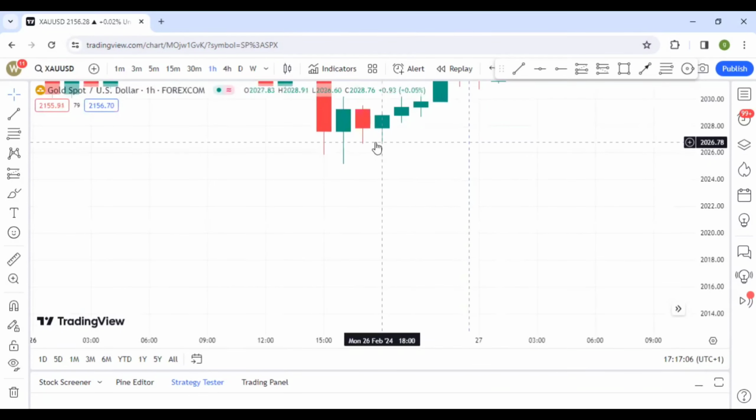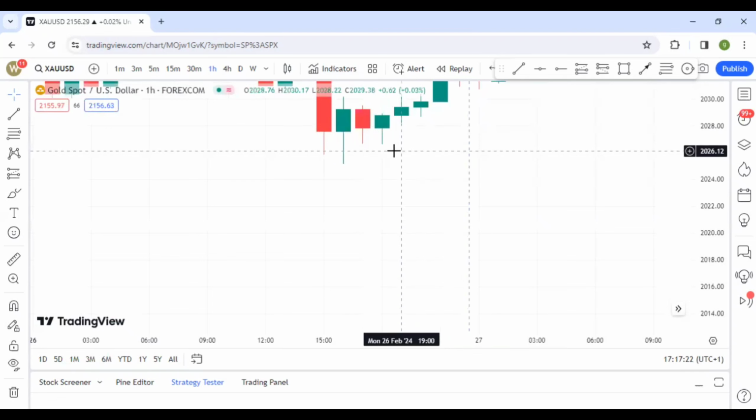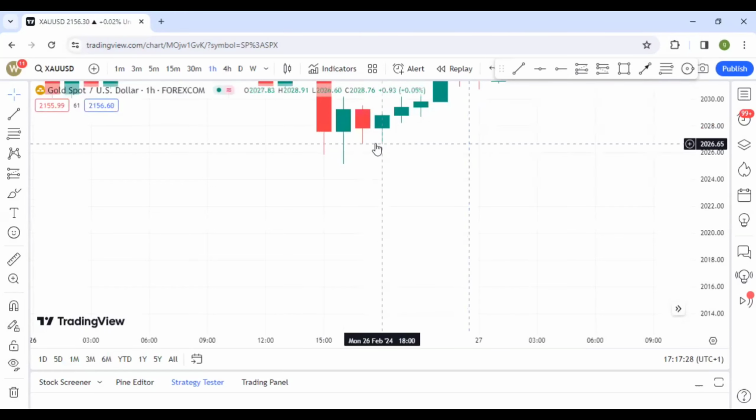Do we have the same low here? I think yes, this is perfect. So this is a tweezer bottom. This one here, you can see they have the same low. Both candles must have the same low. That is a red candle followed by a green candle, and they must have the same low.